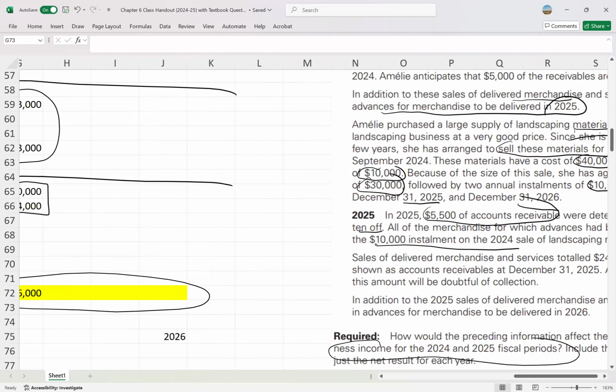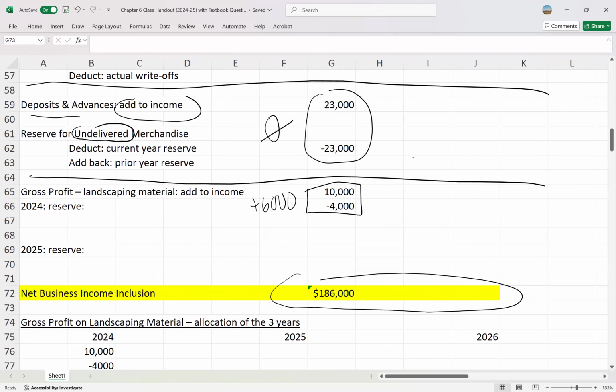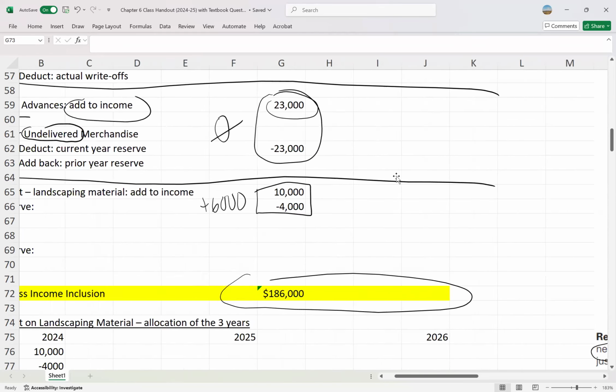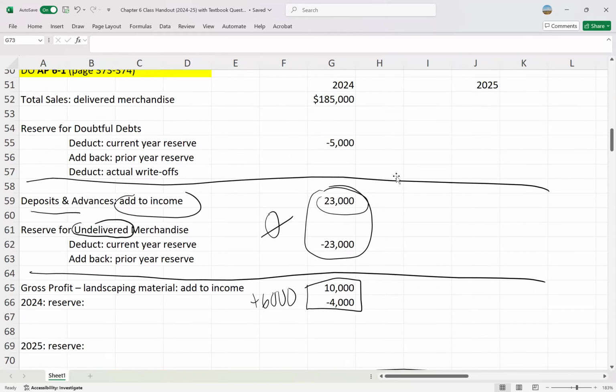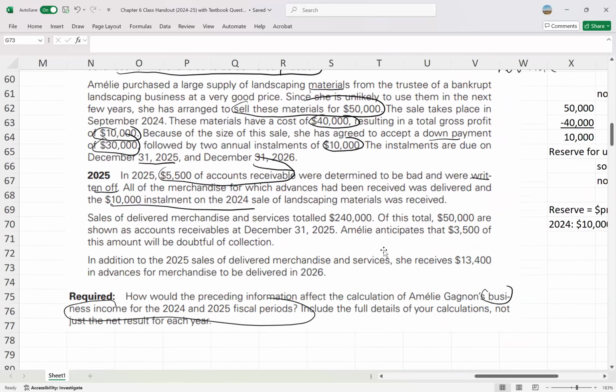What they're also saying is that this deposit that we got last year, we did deliver all of the merchandise this year that we agreed to. And then they also wrote off 5,500 of accounts receivable. So what I'm going to set up here, let's kind of go up. Let's actually continue reading first. Let's go to the second paragraph.